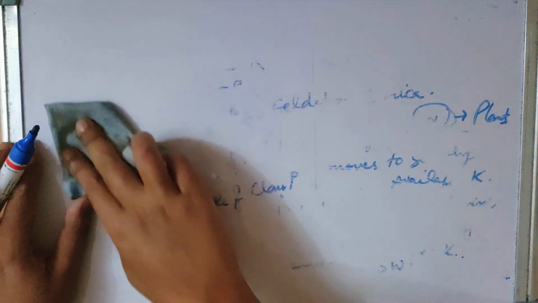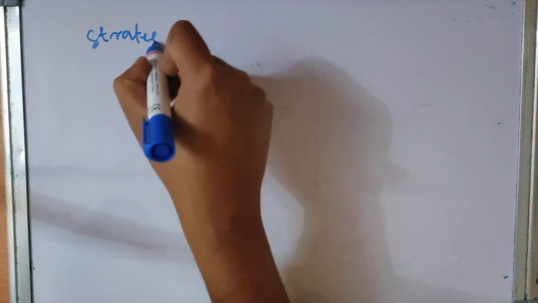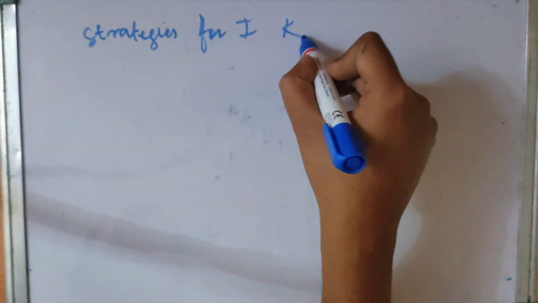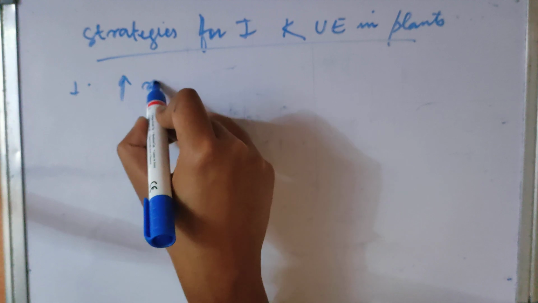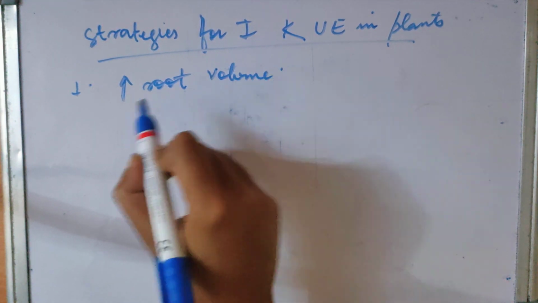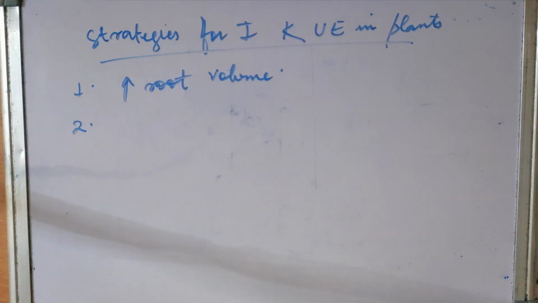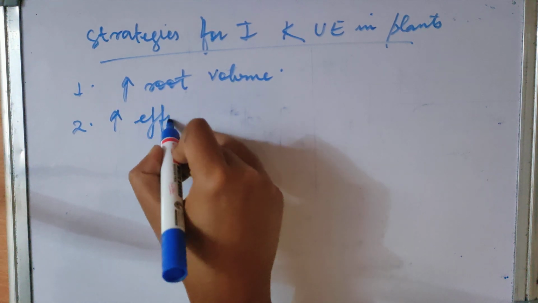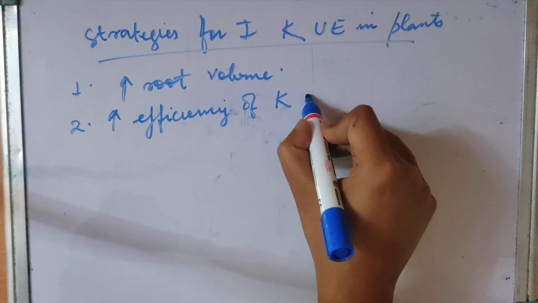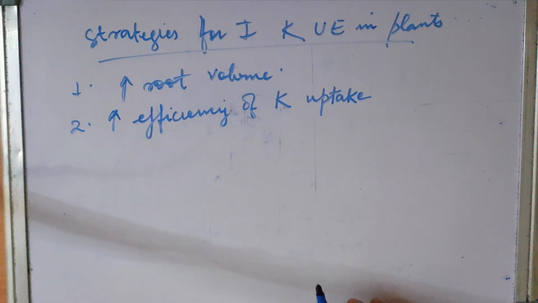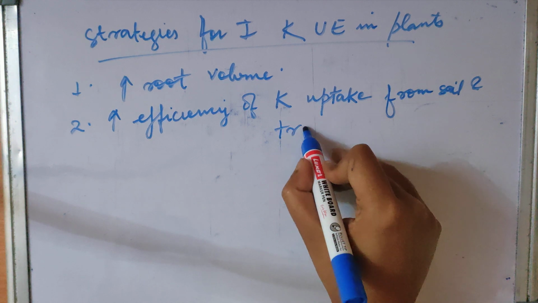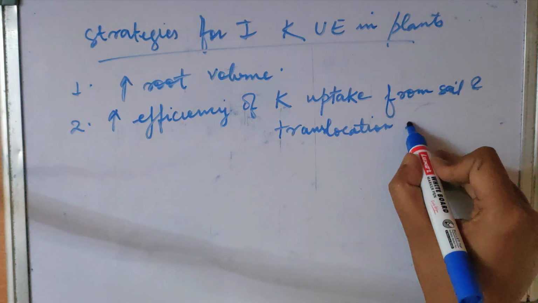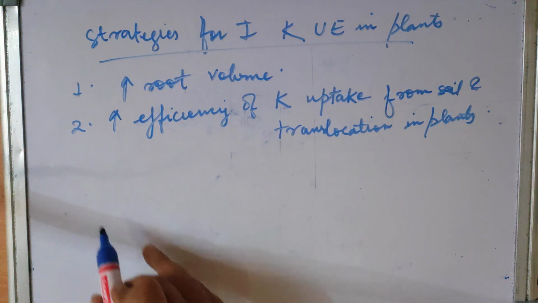Now what are the strategies for improving potassium use efficiency in plants? First of all, increased root volume. Plants with a high amount of root volume can efficiently use potassium. Increase efficiency of potassium uptake from soil and translocation in plants. Increase mobility of K in soil.